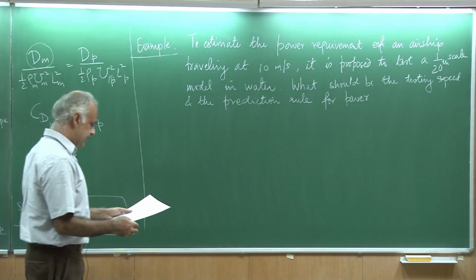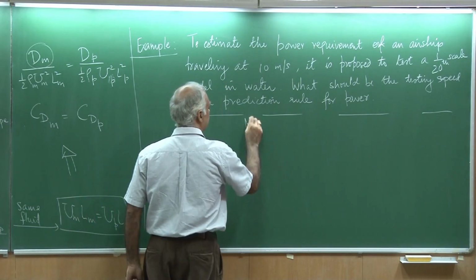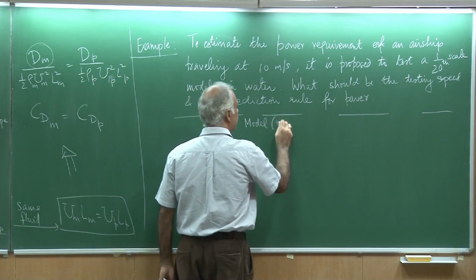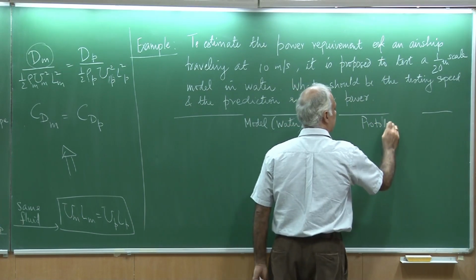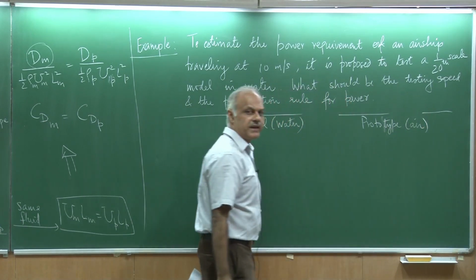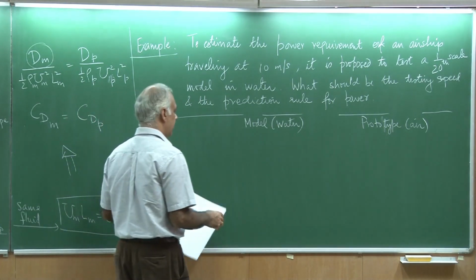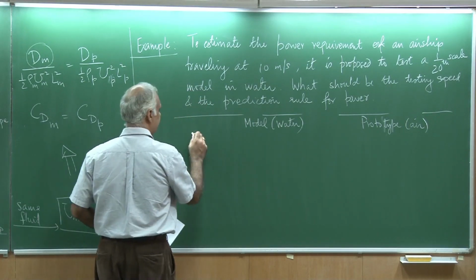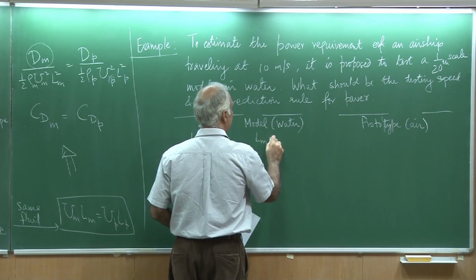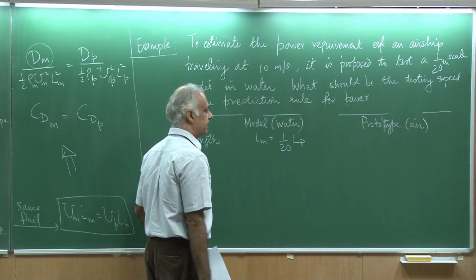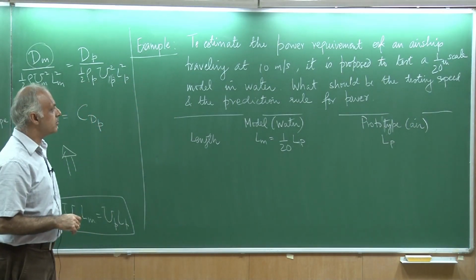All right. So what is being suggested is that there is a model which is going to operate in water, and there is a prototype which will operate in air. So let's list the parameters, and then it will help us in doing the analysis. So the length, for example, the model has a length Lm, which is going to be 1/20th of the prototype. So I am simply going to write that the length of the prototype is Lp. We have not been told what is the length of the prototype.